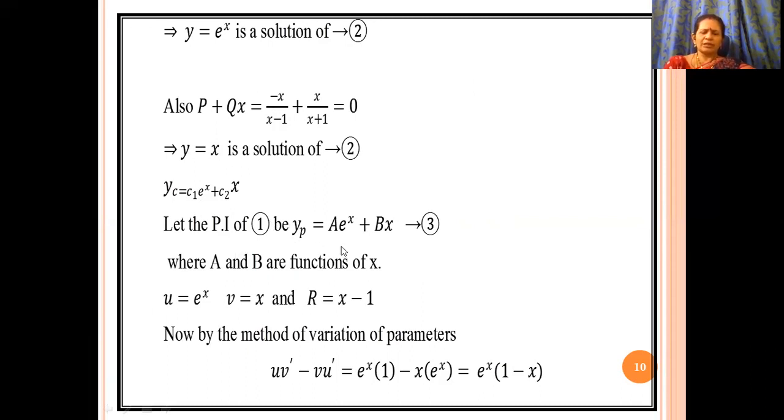yp is equal to a into e power x plus b into x. Here u is equal to e power x and v is equal to x, and r is equal to x minus 1.